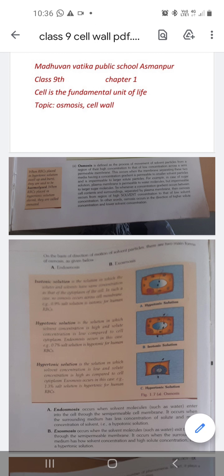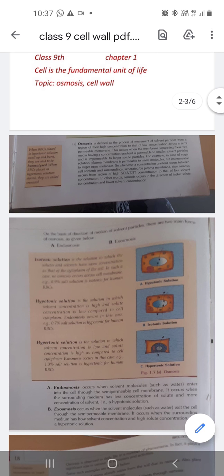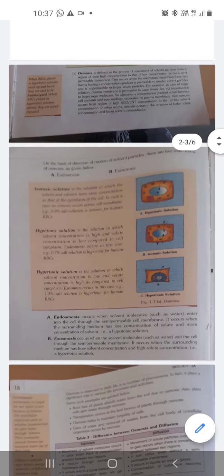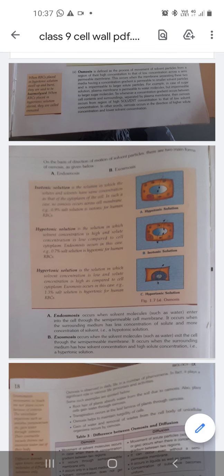What is endoosmosis? Endoosmosis occurs when the solvent molecules enter into the cell through the semi-permeable membrane. It occurs when the surrounding medium has less concentration of solute and more concentration of solvent. This is called the hypotonic solution. What is a hypotonic solution? When the solvent concentration is high and the solute concentration is low compared to the cell cytoplasm.